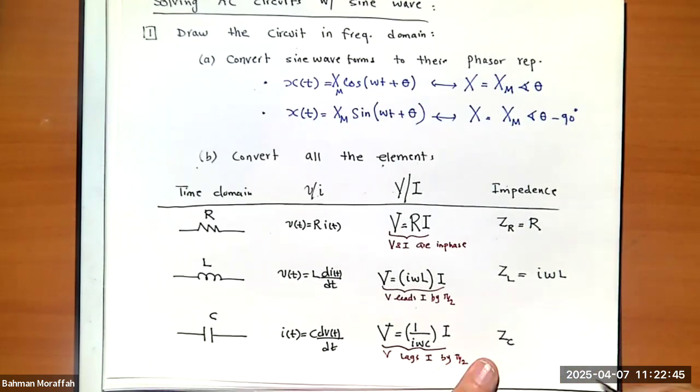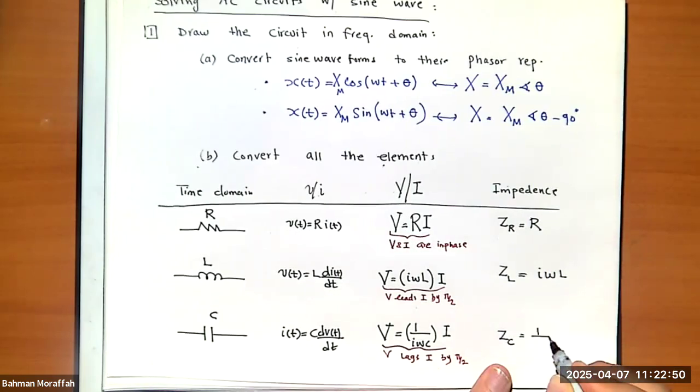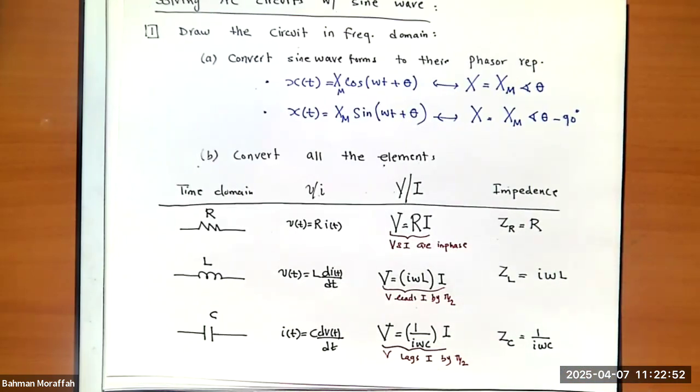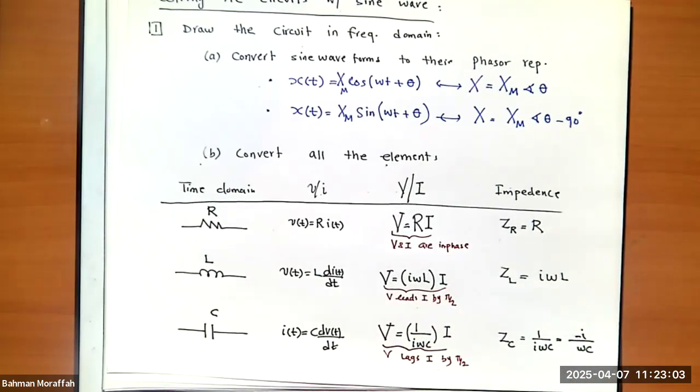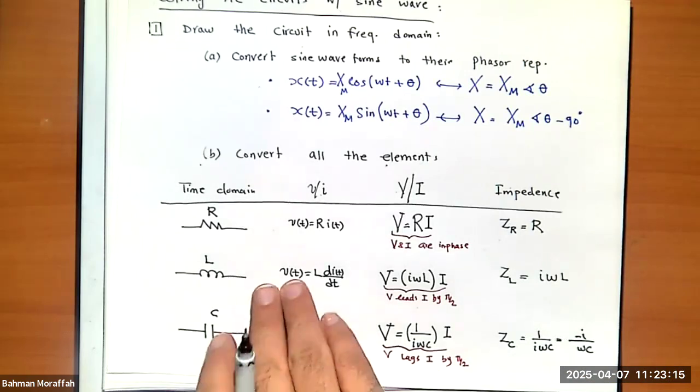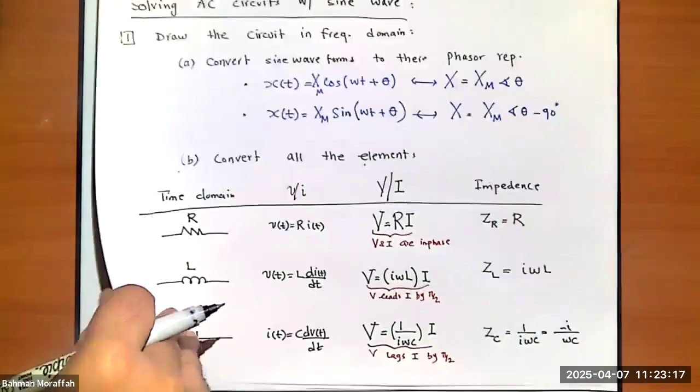And we know if we have a capacitor with value C in the time domain, the impedance is 1 over jωC. But we said it is easier for us to have this j on the top, so we wrote this as negative j over ωC. And as soon as we convert the circuit to the frequency version of the circuit, life is easy. We can apply whatever method that we had before.